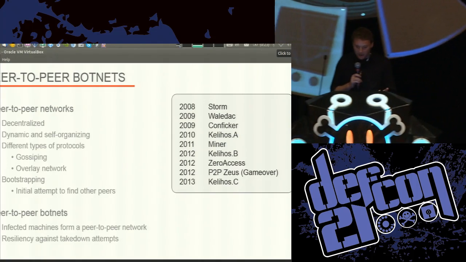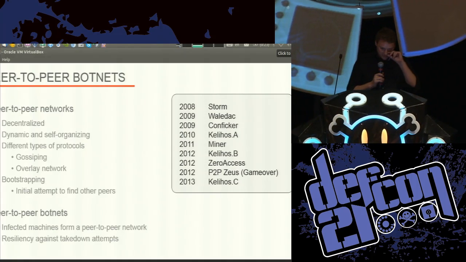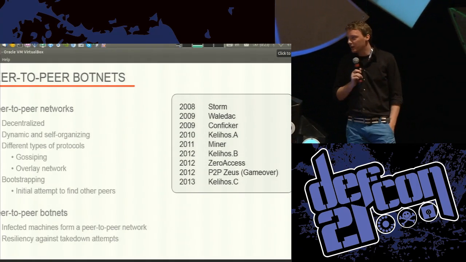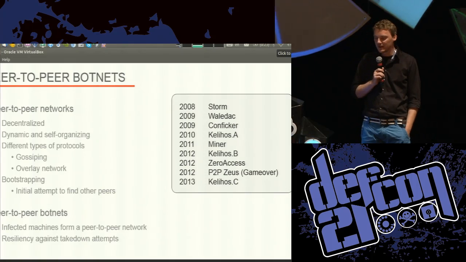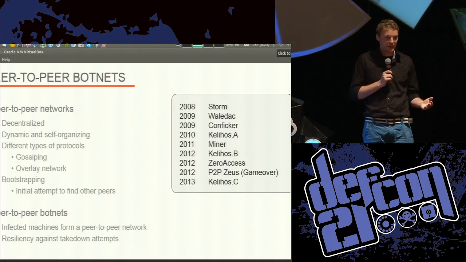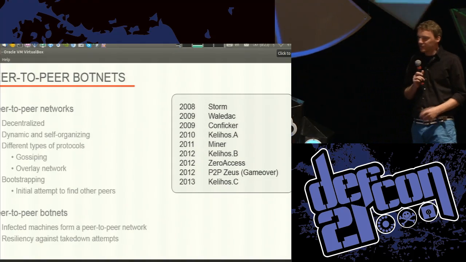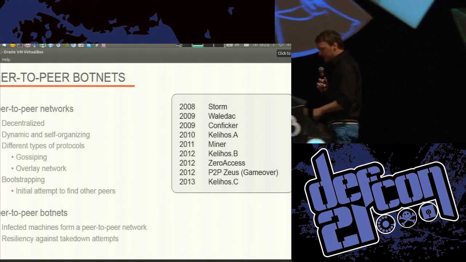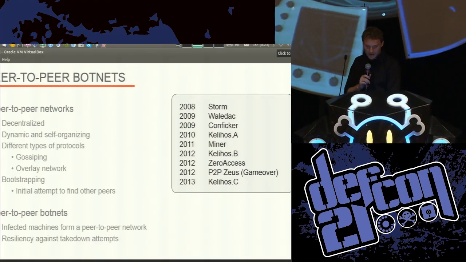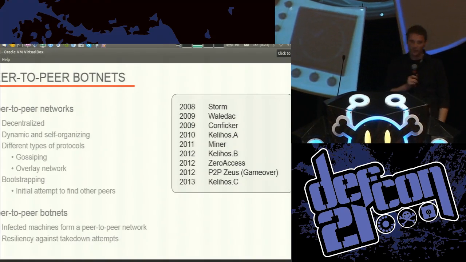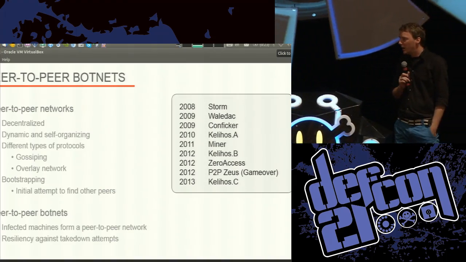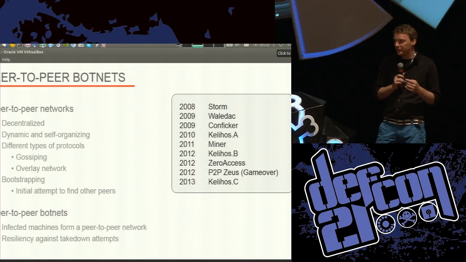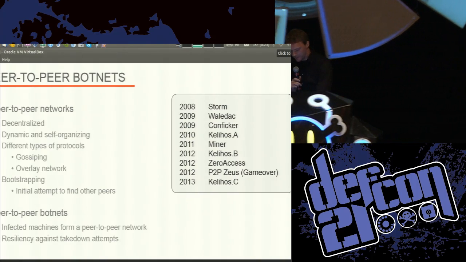Okay, going back to my slide here, obviously people build peer-to-peer botnets because they have the same goals as other people who build peer-to-peer networks, right? They want to create an infrastructure that is resilient against takeover attempts or takedown attempts. So that's the goal, and that's why they're getting somewhat popular. I'm sure there are other peer-to-peer botnets out there that are not on my list. I'm aware of a few, but I haven't looked into them, so I'm not going to talk about them.